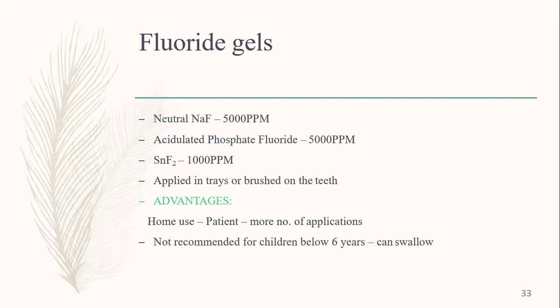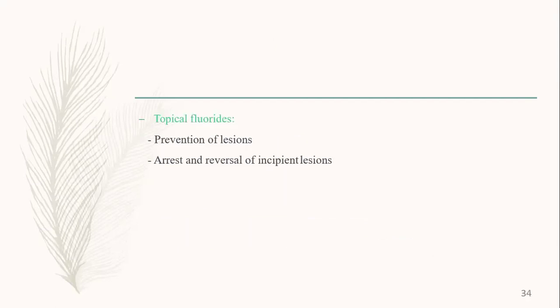Next are the fluoride gels. In the form of a gel, we can use neutral sodium fluoride having 5000 ppm concentration. Acidulated phosphate fluoride also has 5000 ppm. Stannous fluoride is 1000 ppm. They are applied in trays, or can be brushed on the teeth. It has certain advantages: it is for home use by the patient, and more applications can be done. It is not recommended for children below the age of 6 years because they can swallow it.